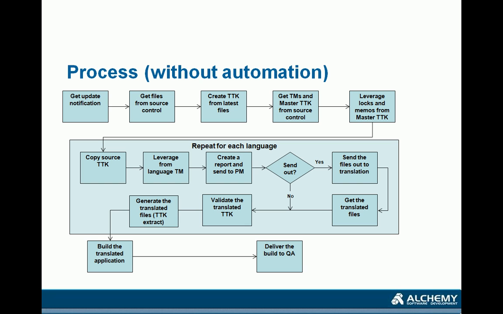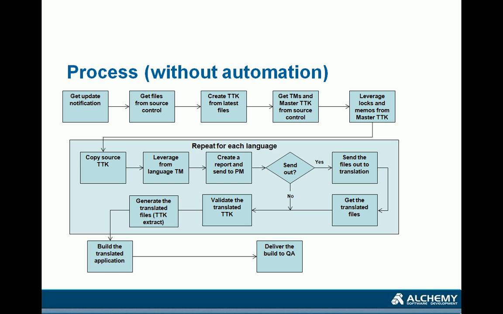Once the TTK validation is complete, we will generate the translated files, running a TTK extract, and then create the build of the translated application, and finally deliver that build to the QA team. Now, obviously, because we repeat all the steps that are part of the target box, I should say, for each of the target languages, and we can work in 25, 30, 60 languages, this can take quite a lot of time. Thus, this is where automation comes into play.